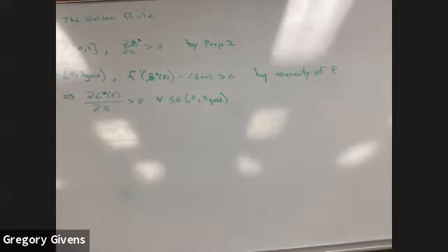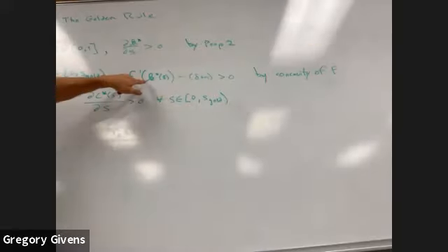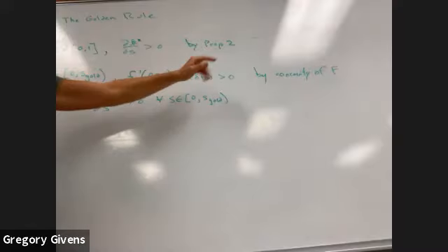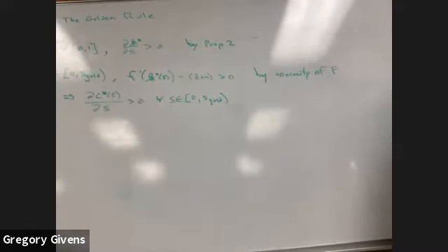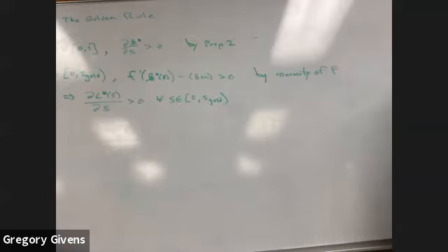As we increase S, we increase steady state capital by proposition 2. And as long as steady state capital is below the golden rule, we know that F prime is going to be bigger than delta plus n. The slope of the production function is steeper than delta plus n for any K less than K gold. And if that's true, then as savings increases, consumption is getting bigger, right?